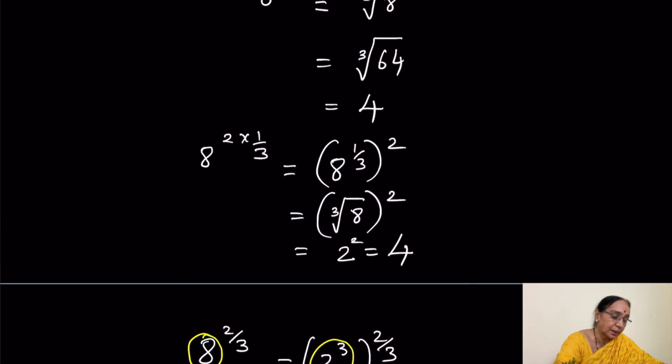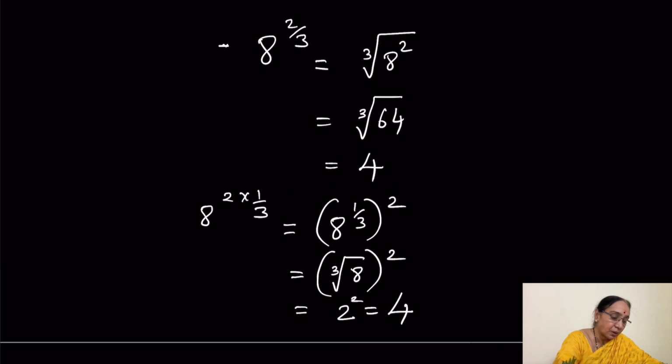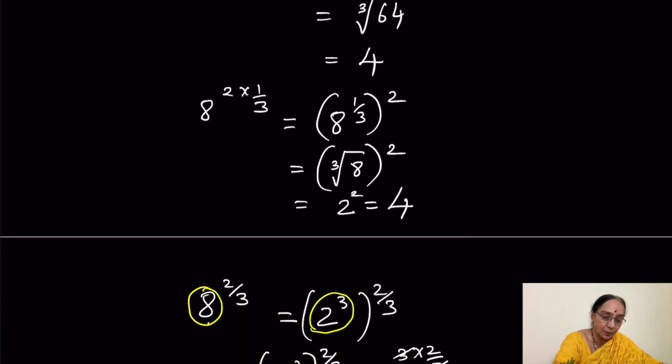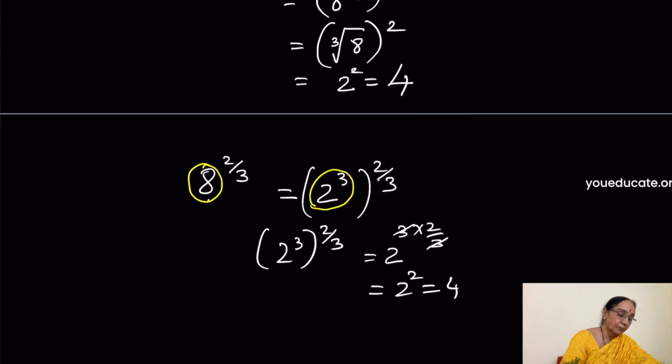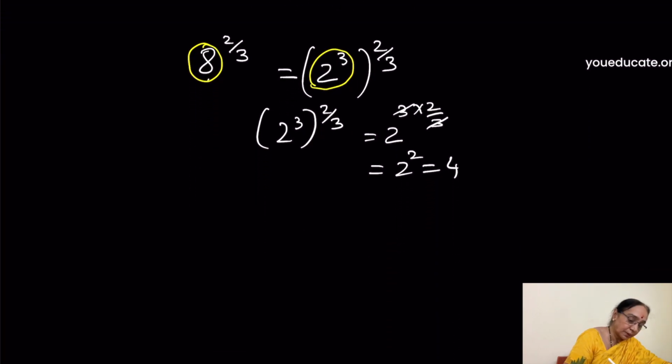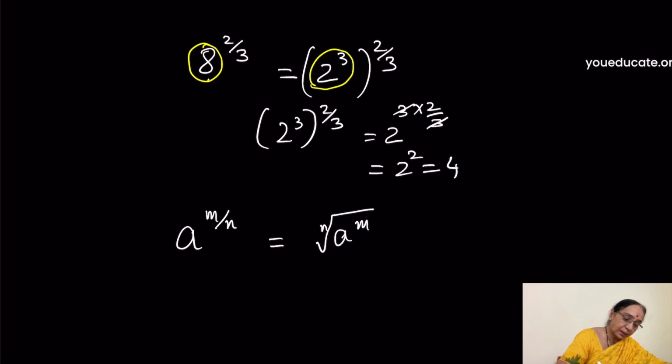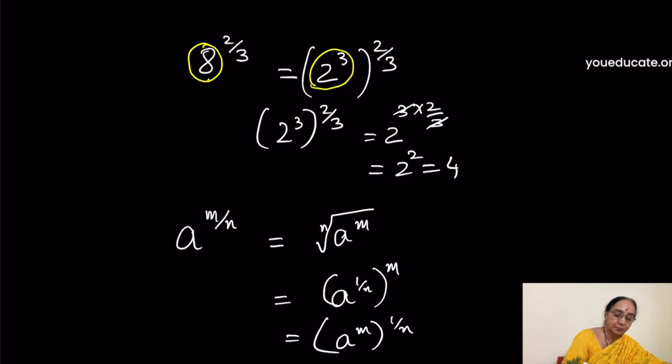First one, taking the cube root of 8 squared, or taking cube root of 8 and then squaring it, or writing 8 as a power and then raising it to the power 2 by 3. So, in general, when I write a raised to m by n, it means that it is the nth root of a power m. Or you can write this as a raised to 1 by n whole raised to m, or you can also write it as a raised to m whole raised to 1 by n. These are all equivalent statements.